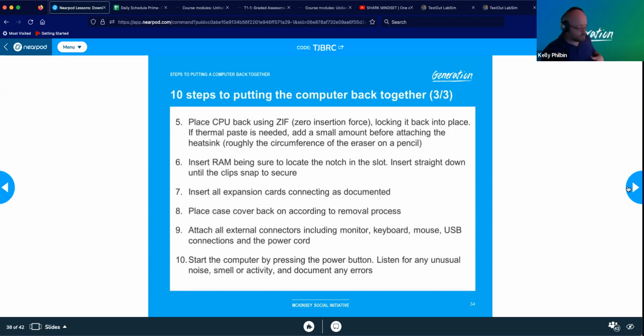Document any errors. Remember we talked about POST errors last week? They had that little postcard, power on self-test. This is the point when you would hear something like that, most likely. If you were going to hear it, now's the time. After you took it apart, you'll get the beep, beep, beep, beep, beep, and then it won't turn on.